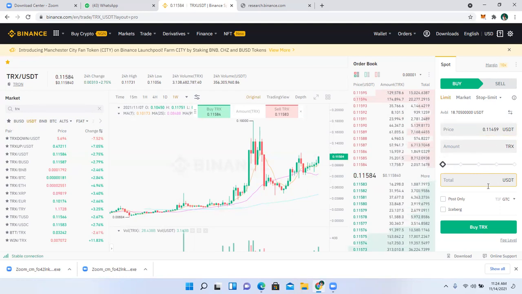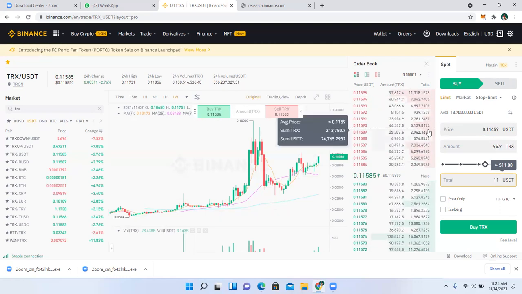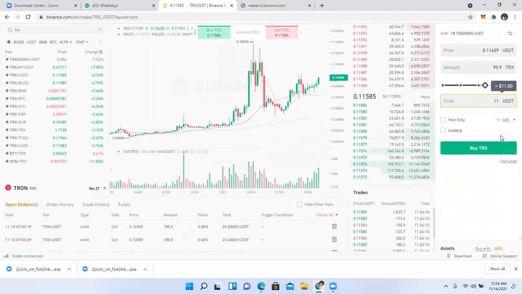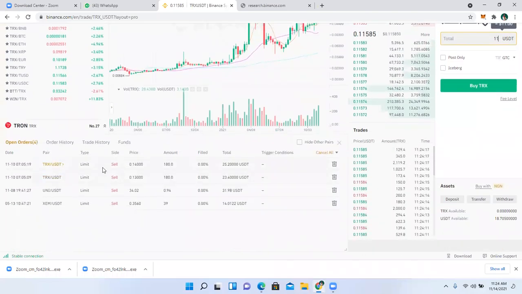So if I type in, let's say 11 USDT, for 11 USDT I'll get 95.9 Tron at this price. Right? So once I just do that, if you see my order, you can see that there's no buy order here. Can you see that there's no buy order here?